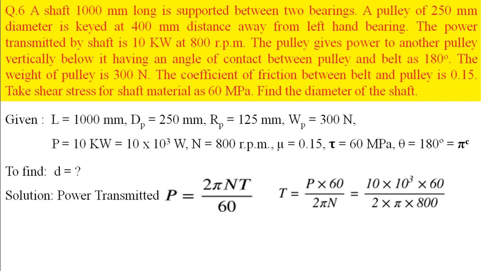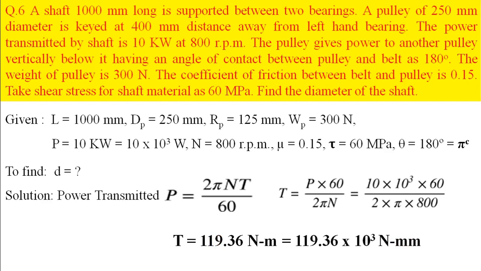Pause the video and calculate the torque, and after that play the video to see the answer. From that equation, we will get torque capital T is equal to 119.36 Newton meter. For next equations, we want the torque in Newton mm. For that, we have to multiply that torque by 10 raised to 3 to convert it into Newton mm.